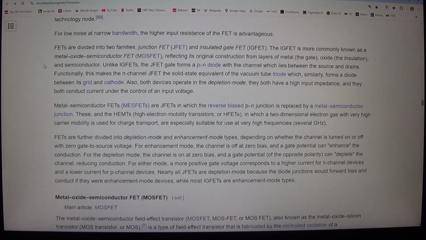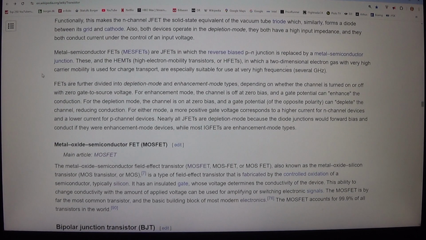Metal–semiconductor FETs (MESFETs) are JFETs in which the reverse-biased PN junction is replaced by a metal–semiconductor junction. These, and the HEMTs (high-electron-mobility transistors, or HFETs), in which a two-dimensional electron gas with very high carrier mobility is used for charge transport, are especially suitable for use at very high frequencies, several gigahertz.